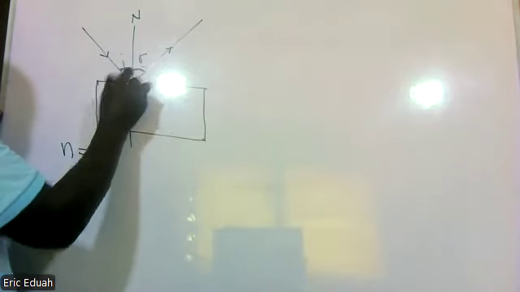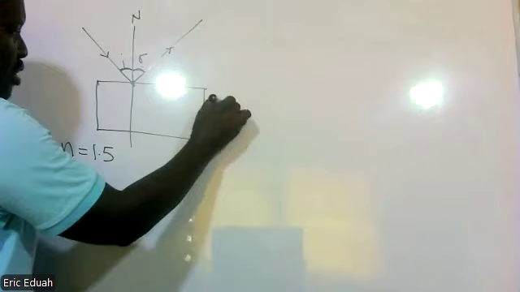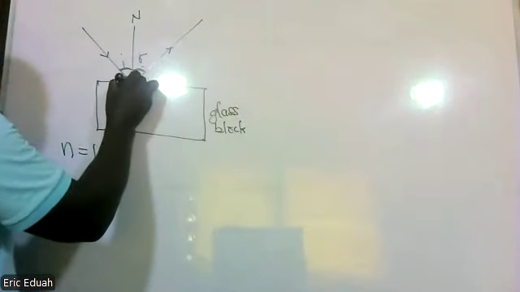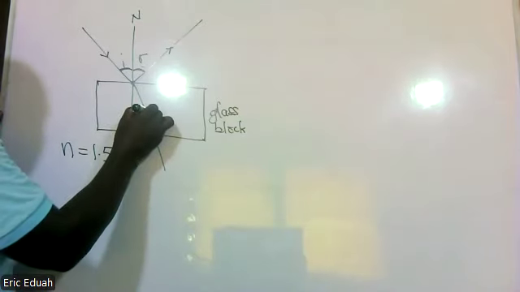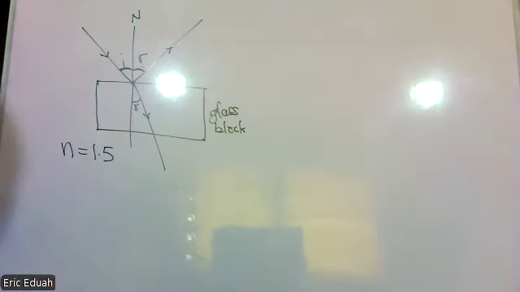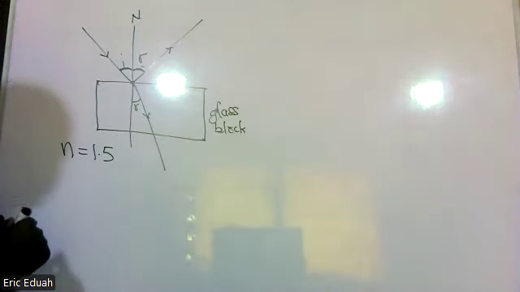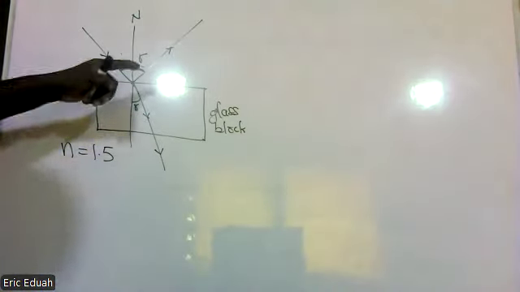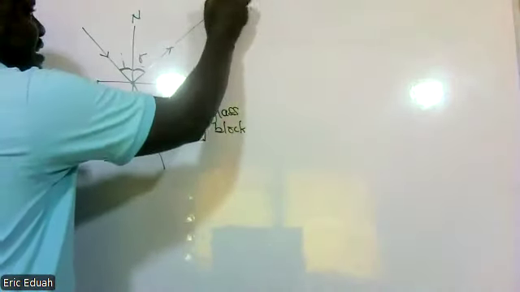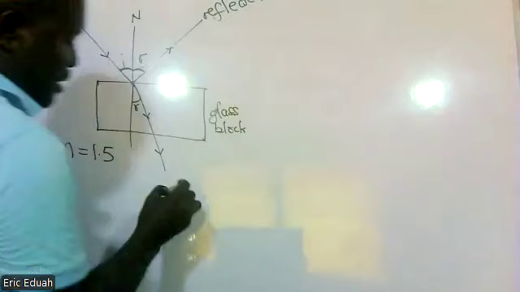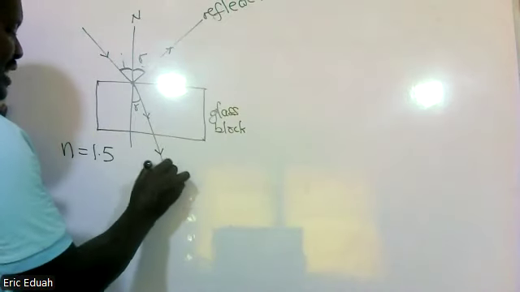Then, once this is a glass block or prism, there will be a refracted ray within the prism. And so this gives us the angle of refraction. Okay, now the question spells out that the angle between the reflected and refracted, this is the refracted.